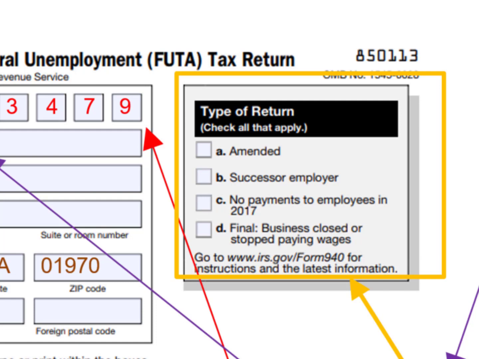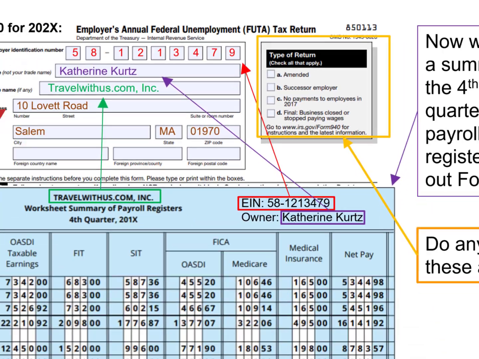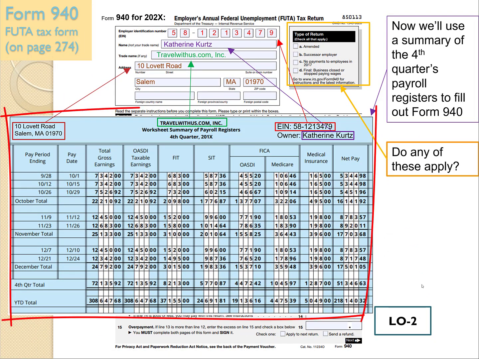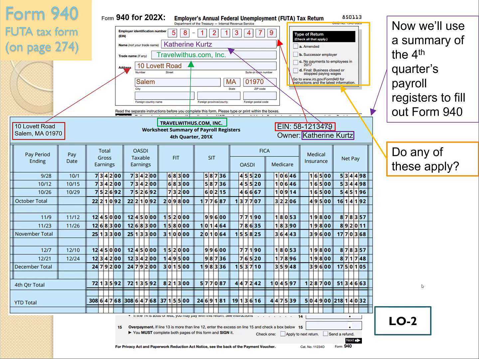B is a successor employer. That means one employer took over for another employer. That is not the case. C says no payments to employees in 2017. Notice in our summary of the payroll registers, we obviously are paying people, so that does not apply. And D says final, business closed or stopped paying wages. That does not apply either.